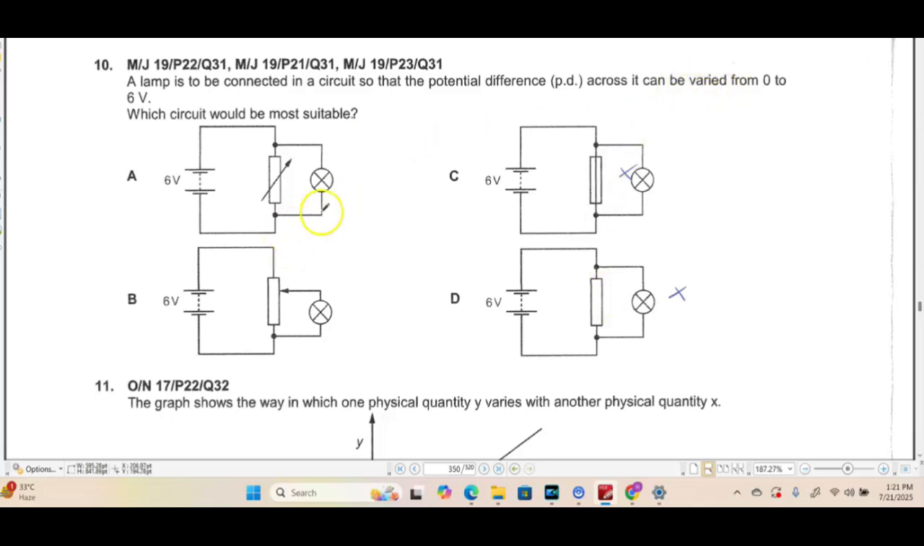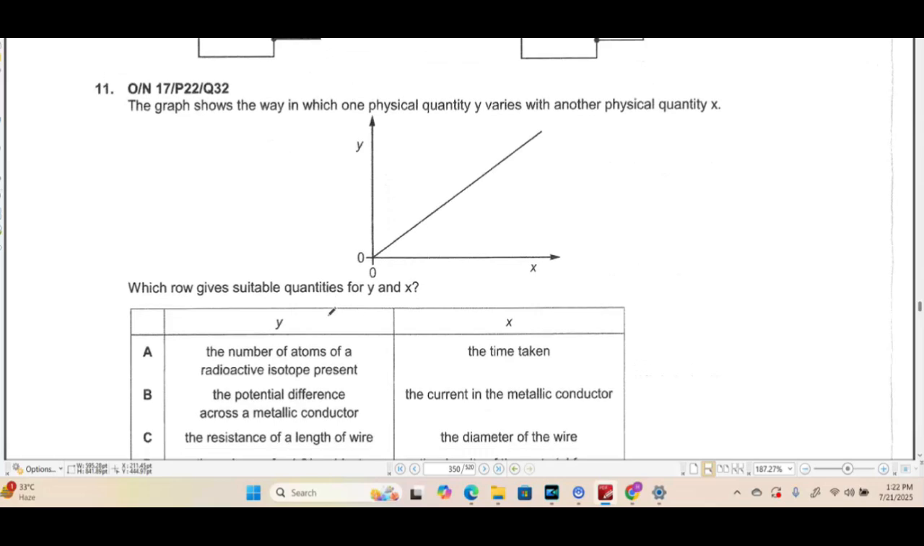A is not the answer because this is a variable resistor, but it is connected in series with the circuit or EMF. So this is not the correct answer. So this option B is the correct answer. Okay? Question number 11.